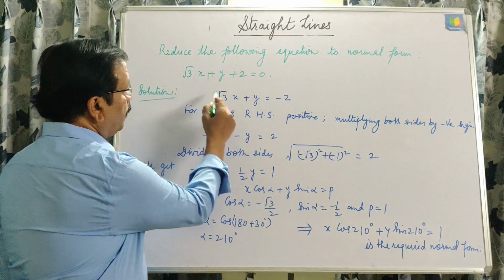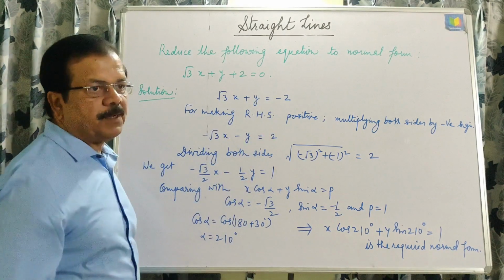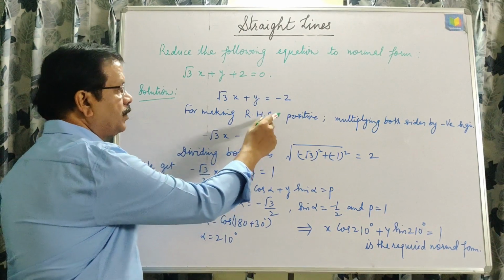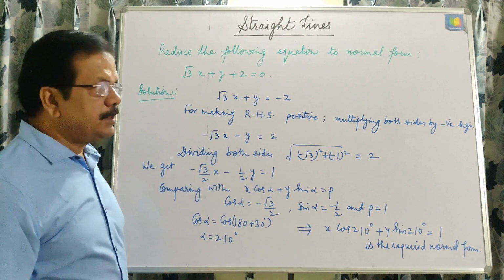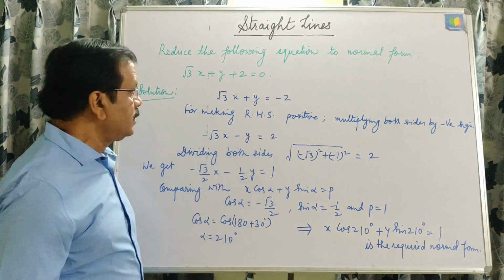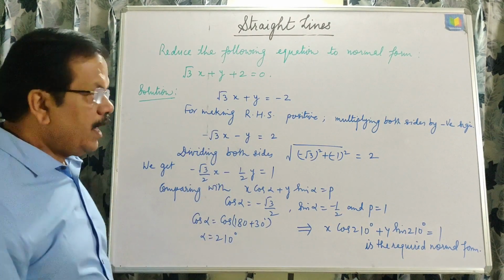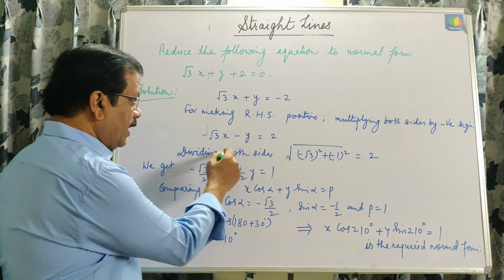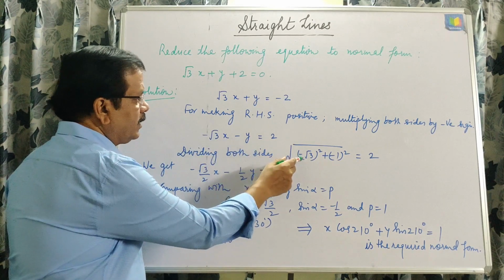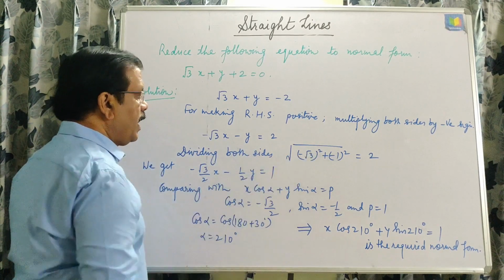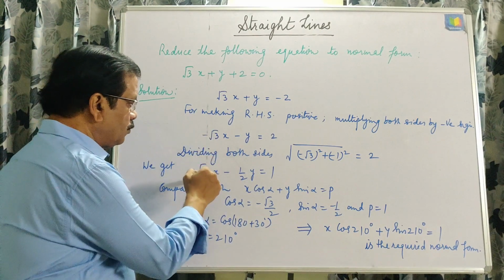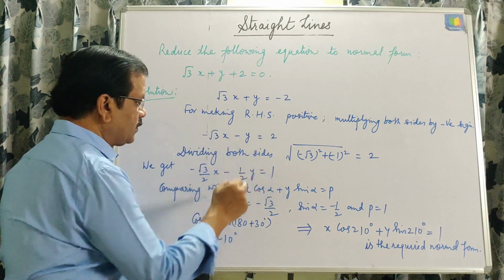Now first of all we write it this way: root 3 x plus y is equal to minus 2, and we change this sign, because this should be positive. Changing the sign, this becomes minus root 3 x minus y is equal to 2, and then we have to divide both sides by root of a square plus b square, that is root of minus root 3 squared plus minus 1 squared, which is 2, and that is why dividing, we get root 3 by 2 and then minus 1 by 2, and this will be 1.